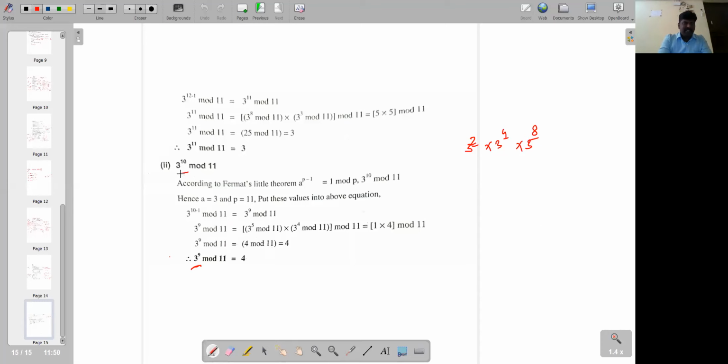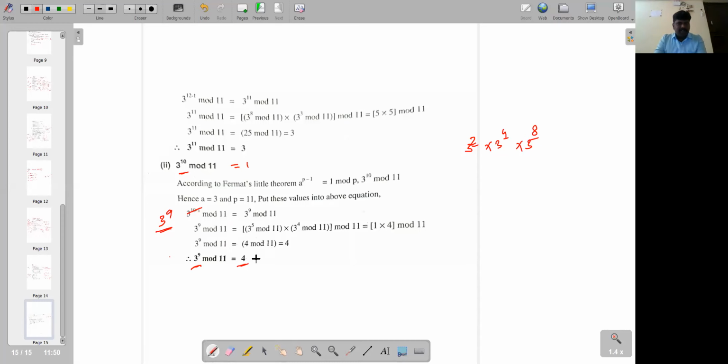Here there are some mistakes in this given problem. When we talk about 3 power 10 mod 11, it equals 1, because that is the proven theorem: alpha power p minus 1 mod p always gives 1. So ignore this part. If you want, you can consider this as 3 power 9 mod 11, which is 4. I just quickly verified it.